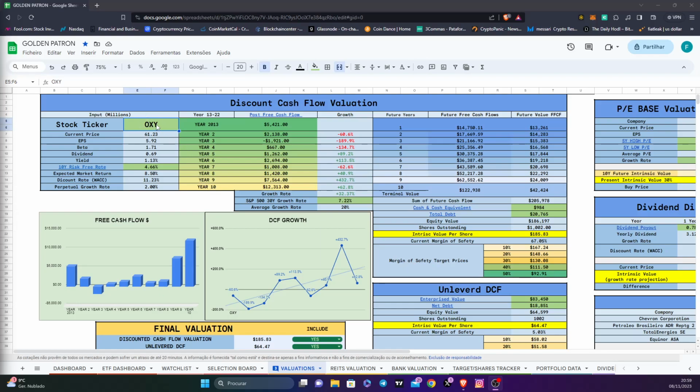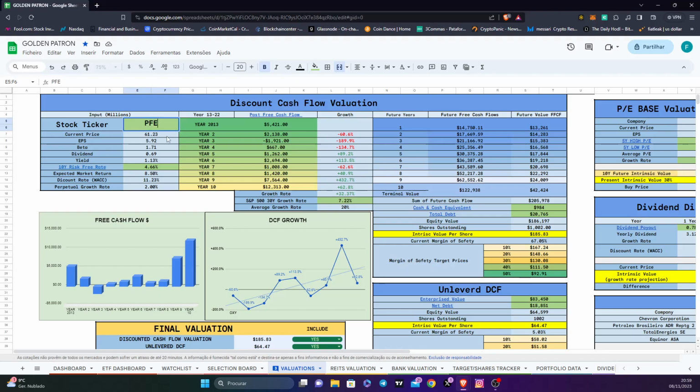So let's begin. We're going to use Pfizer as the example. As you can see, most of all the data in blue just automatically fills in. We only need to fill in the data in green to find the intrinsic value. Everything in blue is automatic.